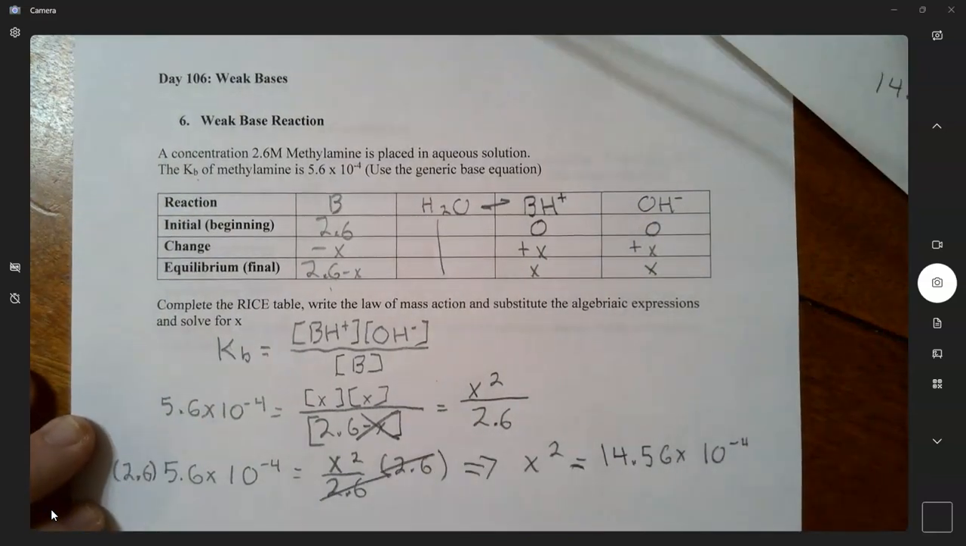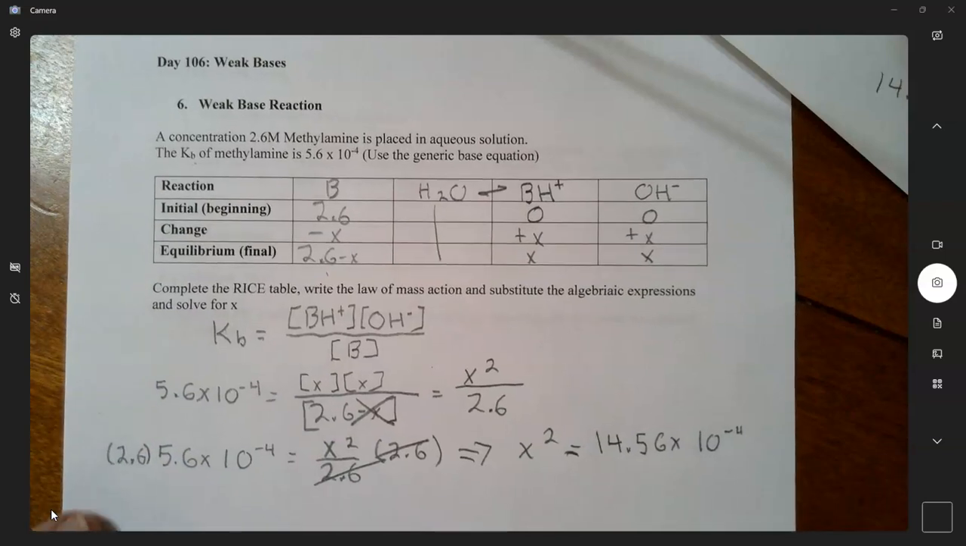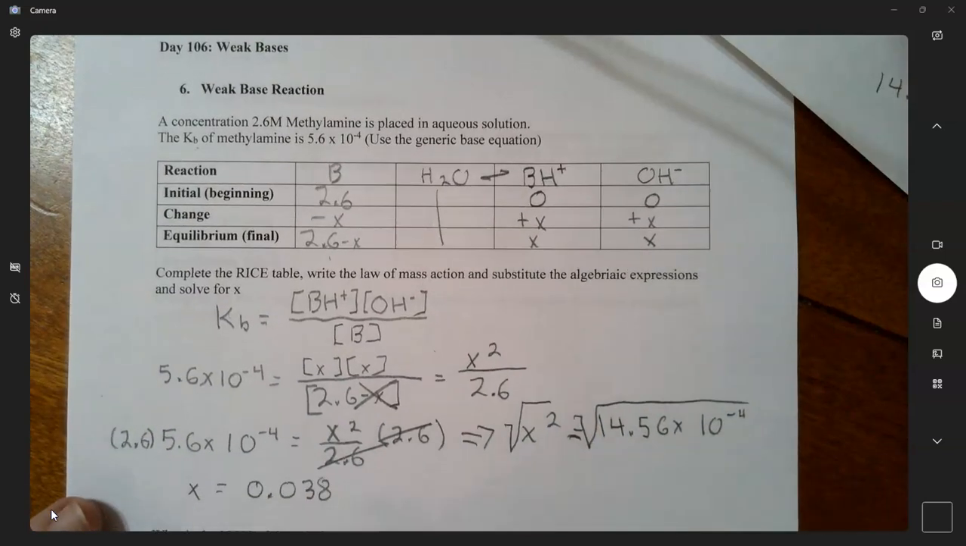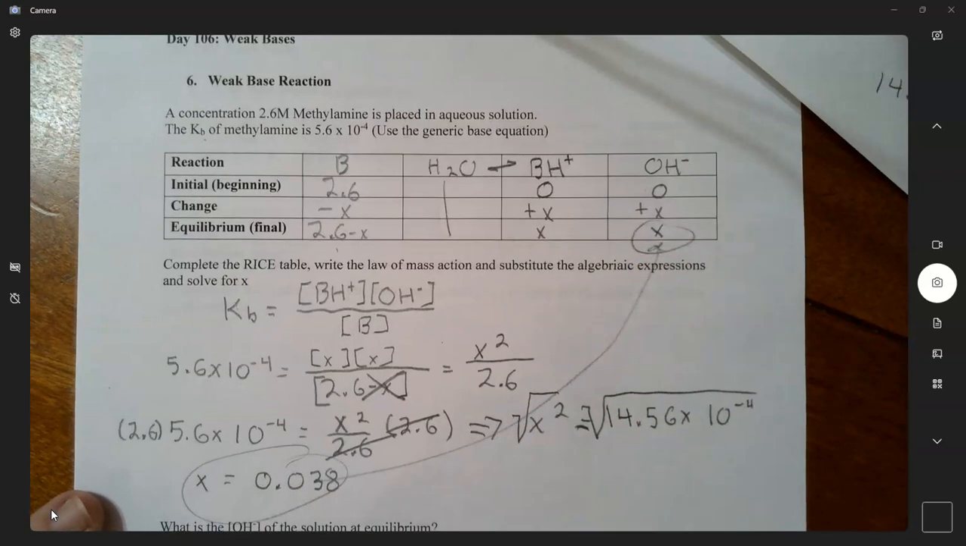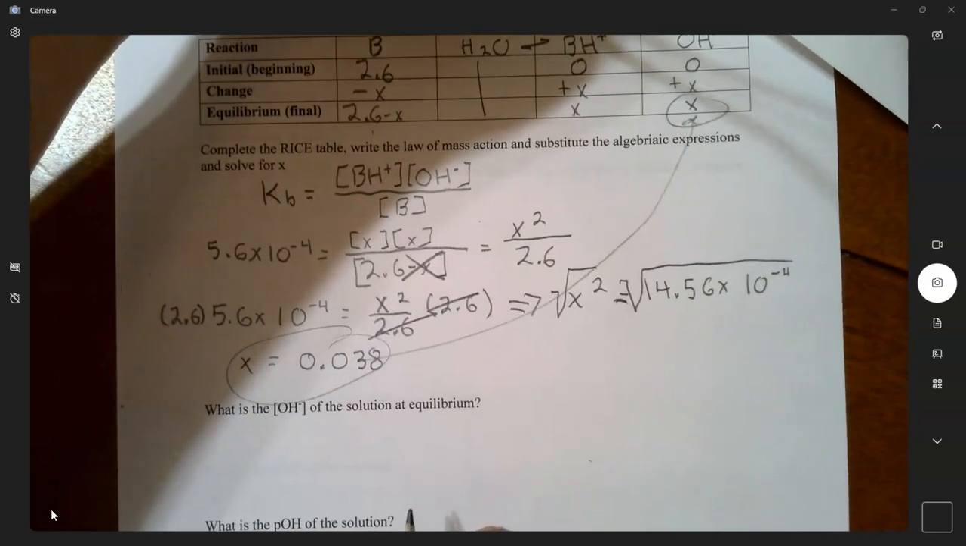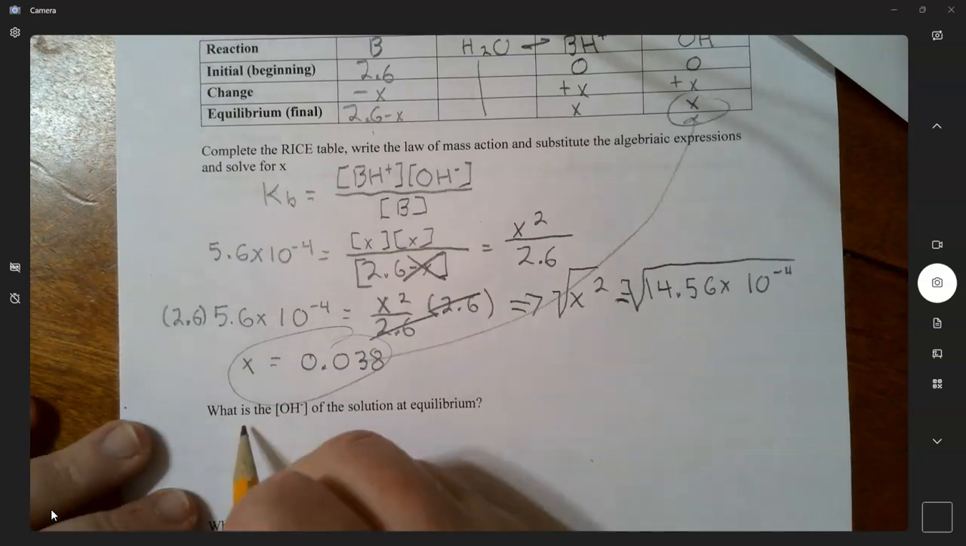Don't worry about adjusting the decimal until you've gotten to your final answer. Just leave it like this for now. Okay, so this is your X value, so that's your hydroxide concentration. That's a fairly big number. That might not pass the 5% rule, but we don't care. We're just going to go with it here.